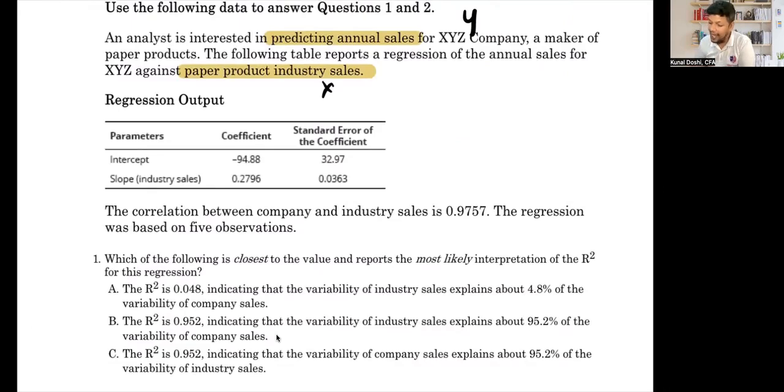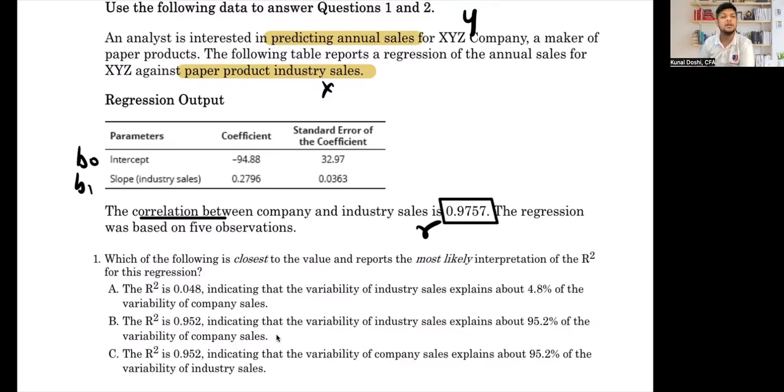Okay. Now guys, intercept is your B0, slope is your B1. The values they've given, B0 and B1 values, and standard error they've given. The correlation is this. Guys, correlation is R. If you square it, you get R square. So can you square this 0.9757? Tell me, how much is your R square?